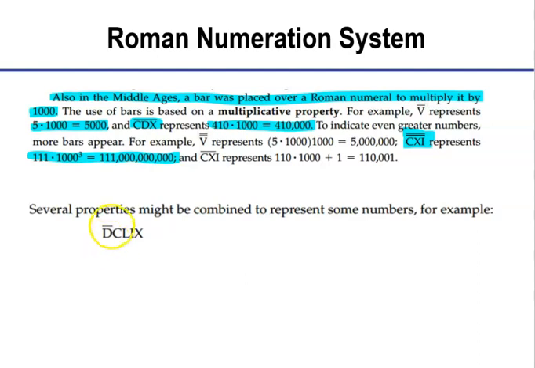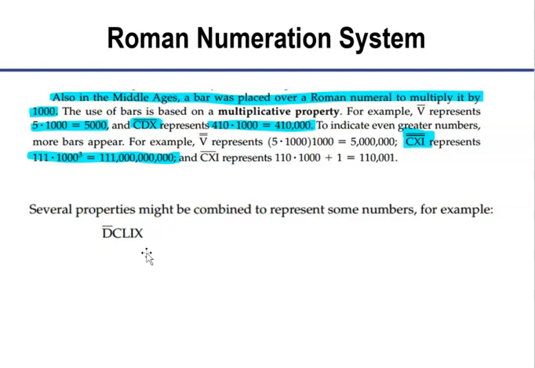Notice the D has the single bar over it. So we know we're going to multiply whatever D is. Recall that's 500 times 1,000. Now we're going to add a C to that, which is 100. L is 50, so that's 150. And then you have a 1 before an X. And again, whenever the order is reversed, if you don't start largest to smallest, when you have that 1 before the X, that's going to be a subtraction property and you get 9.